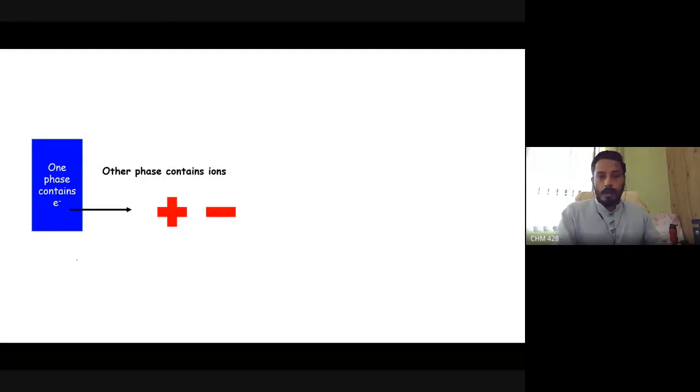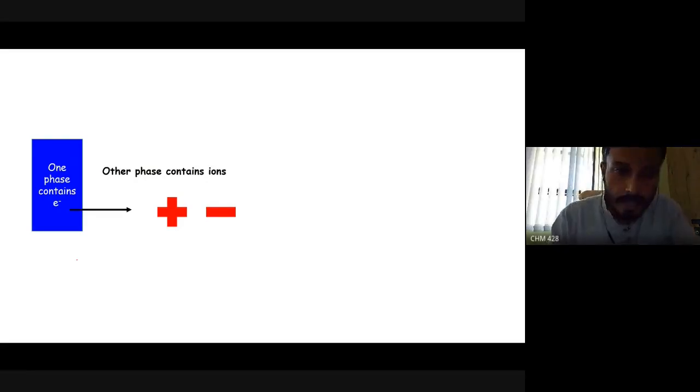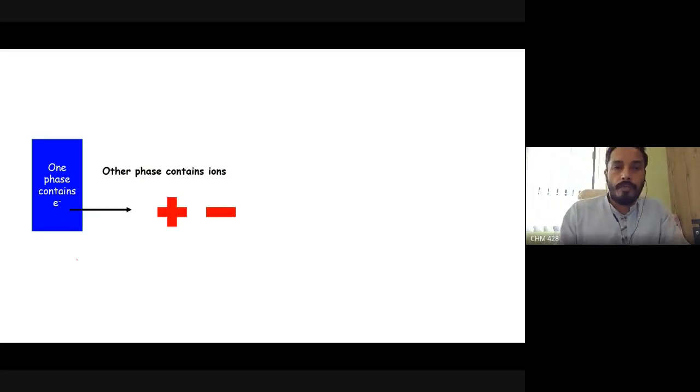Now, this is the most important aspect to be discussed today. As I discussed earlier, when you dip an electrode into a solution containing ions, one phase contains electrons, the other phase contains ions, which we already know. So when you dip, one phase contains ions, the other phase contains the electrons.